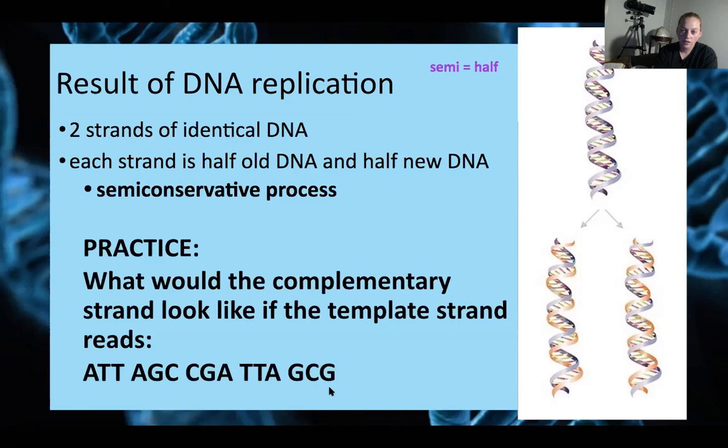Now, this process is very accurate. DNA polymerase hardly ever makes a mistake. We actually have about 6 billion bases to our DNA, and only about 6 of those are miscopied when DNA is replicated.